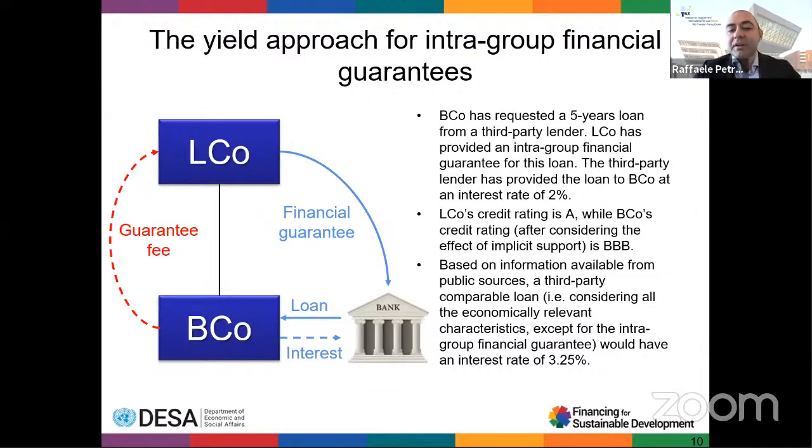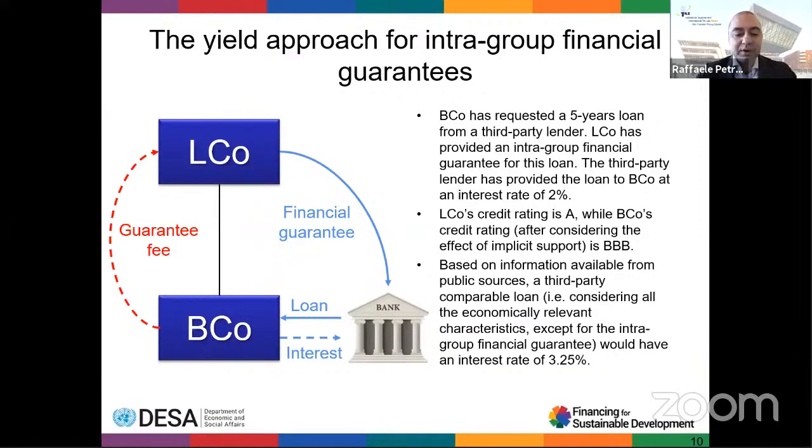The conclusion of this example is that most probably the guarantee fee should be at maximum the difference between 3.25%, the interest that BICO should pay without any guarantee, and 2%, the interest that BICO is actually paying, because of course that means that BICO is getting a benefit out of that guarantee that is 1.25%. So of course, this is the maximum amount people should pay as a guarantee fee.